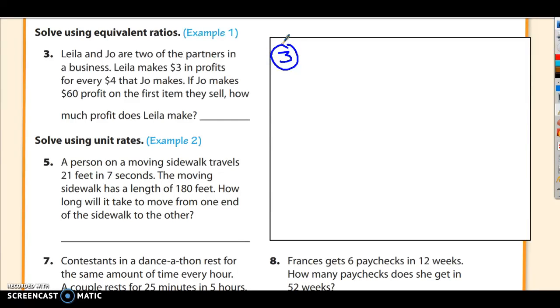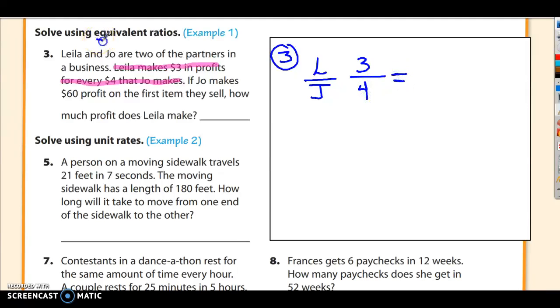The directions read, solve using equivalent ratios. Number 3 reads, Layla and Joe are two of the partners in a business. Layla makes $3 in profits for every $4 that Joe makes. If you wanted to right now, you could go ahead and write that down, because you probably remember from page 179 that we're going to set up a ratio. I'm going to set it up as a fraction, and I'm going to put the Layla terms on top. So I'm going to put 3, and the Joe terms on bottom, I'm going to put 4.